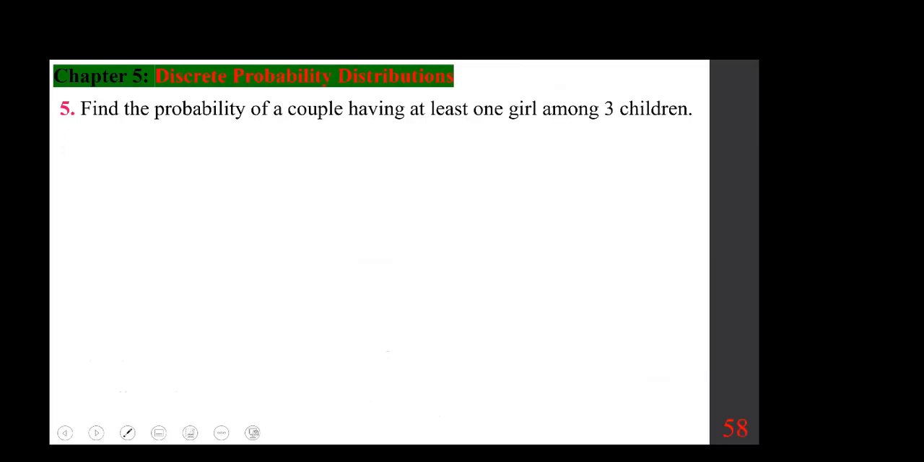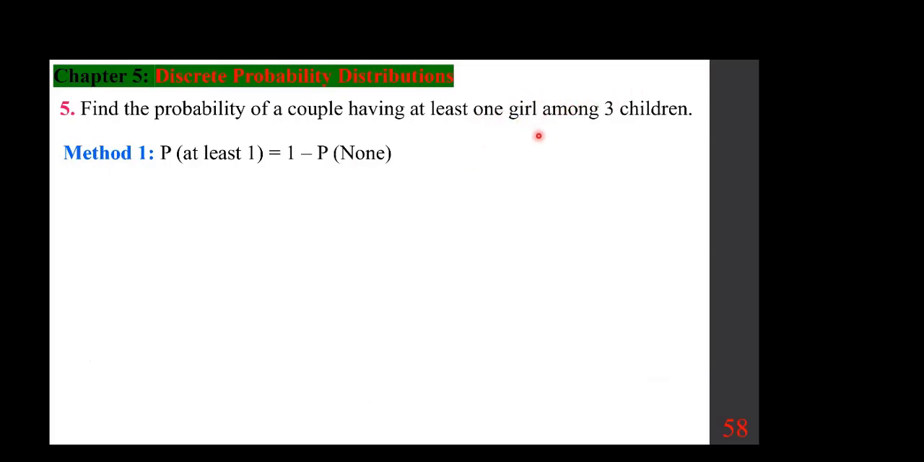I want to find the probability of a couple having at least one girl among 3 children. There are different ways of approaching it. I like to approach different methodologies so you'll be comfortable with that. One is probability of at least one is 1 minus probability of none. And probability of none, remember, we are assuming the probability of G and probability of B is identical, equal to 1/2.